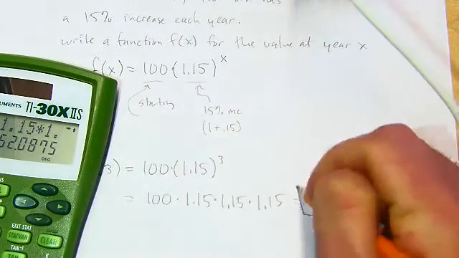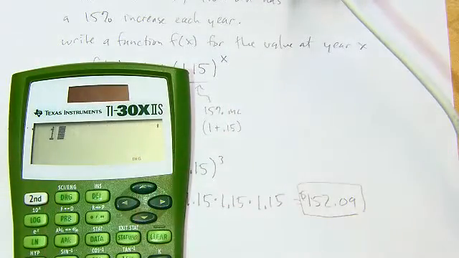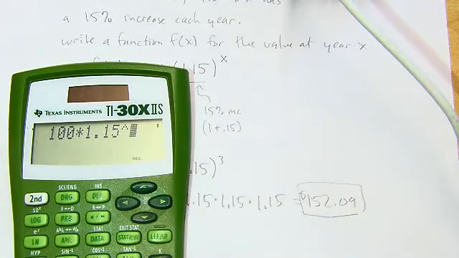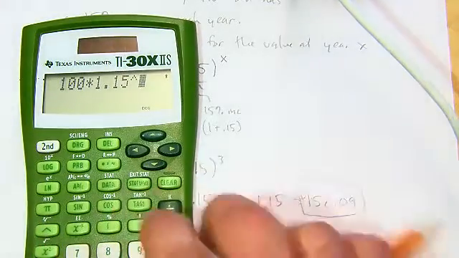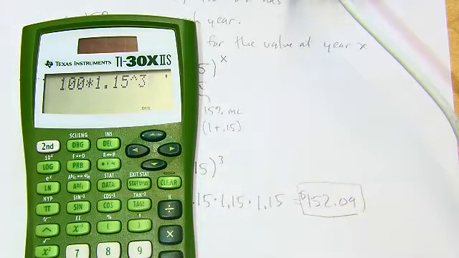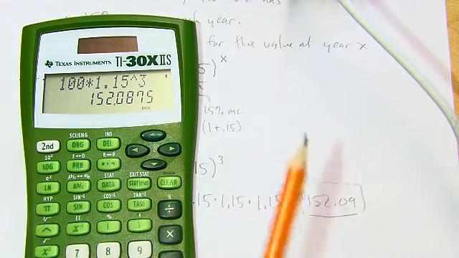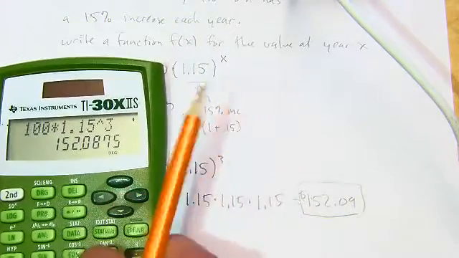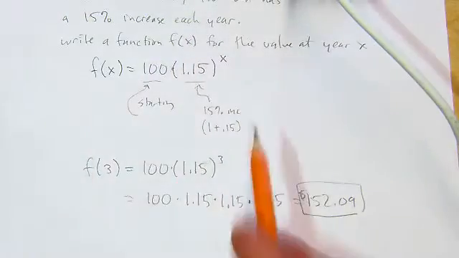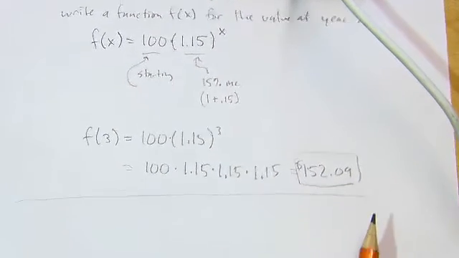The shortcut would be, if you do have a power button, you could say 100 times 1.15. You know where this power button is, this caret. It's called to the, what do we go, 3? That would times it by 3 times. I should get the same answer, 152.09. So either way, if you have a calculator that does powers, it'd be a little bit faster for you. But if you just have a basic calculator, that's fine.